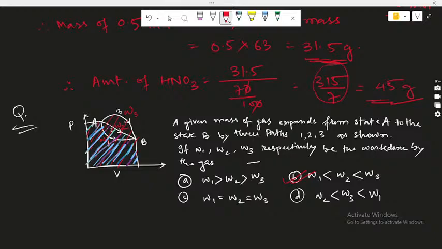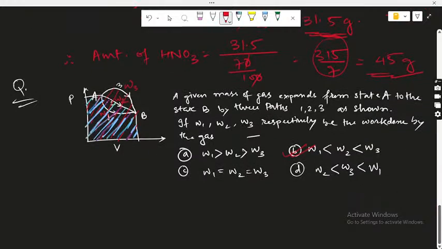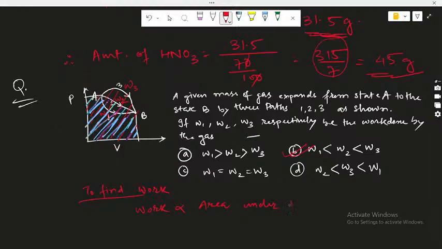So this is how. I'm writing the hint below. To find the work, you have to check the area under the curve. So the work is proportional to the area under the curve. The more the area under the curve, the more is the work.